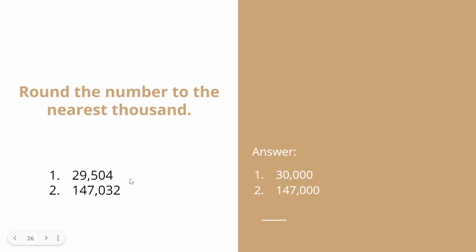And the next question is 147,032. To round this number, the 1,000s place is 7, so 0 is less than 5. So we replace 2 and 3 with 0. The answer will be 147,000.